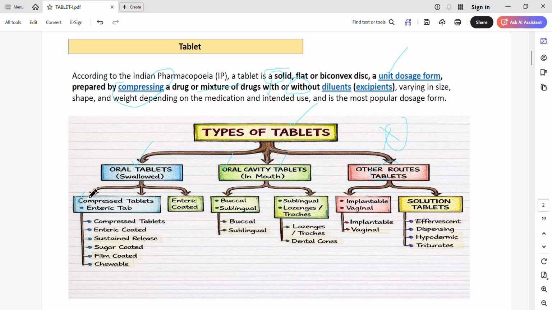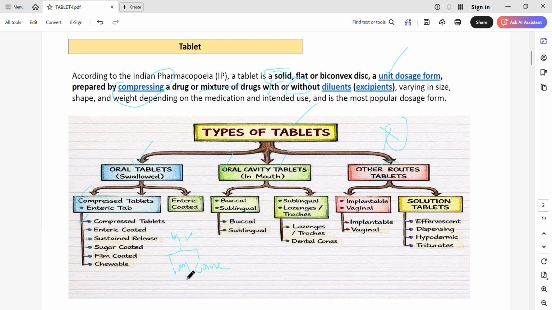In the oral route there are different subcategories. At first is the oral compressed tablet, and next is the multiple compressed tablet. Multiple compressed tablets are of two types: one is the layered tablet, and the other is the compressed coated tablet. Mainly, we discuss multiple compressed tablets.